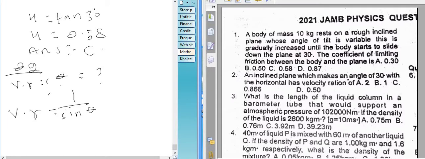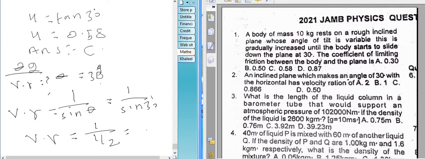So now our theta is 30 degrees, which is given. So the velocity ratio is unknown. We just substitute the value, which is 1 over sine 30 degrees. From trig, from special angles, we know that sine 30 is the same as 1 over 2. So we take the reciprocal of 1 over 2, which is equal to 2. Therefore, we look at the options. Option A is 2, which is the answer. So the answer here is A.